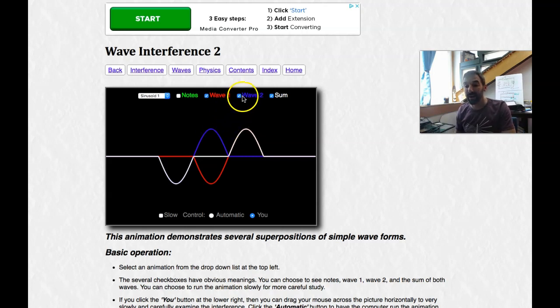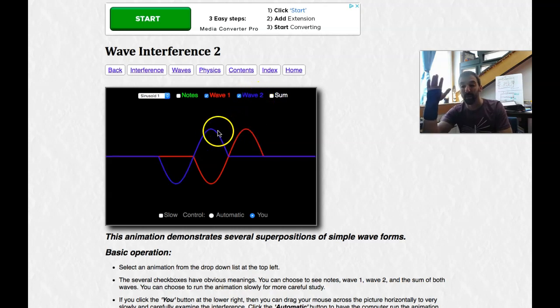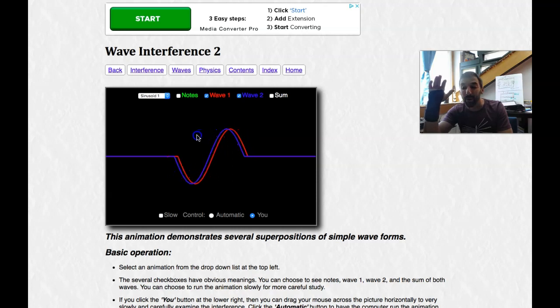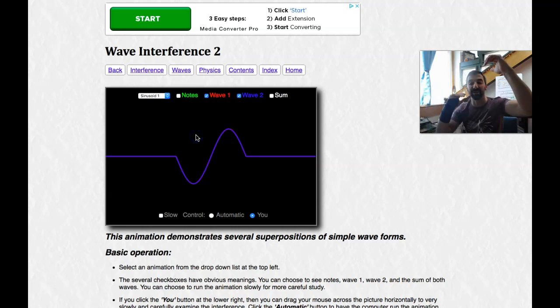Now, as the waves continue to propagate, I'm going to get rid of that sum again, the waves keep moving just like nothing happened, because waves are just energy. So they superimpose on top of each other. And there we go. Now we have one wave directly on top of another wave. So they're superimposed on top of each other.